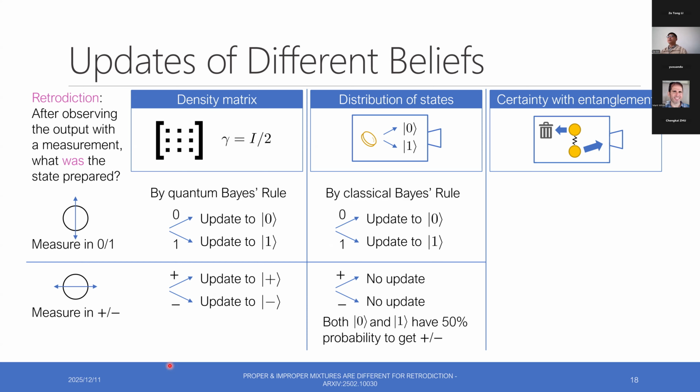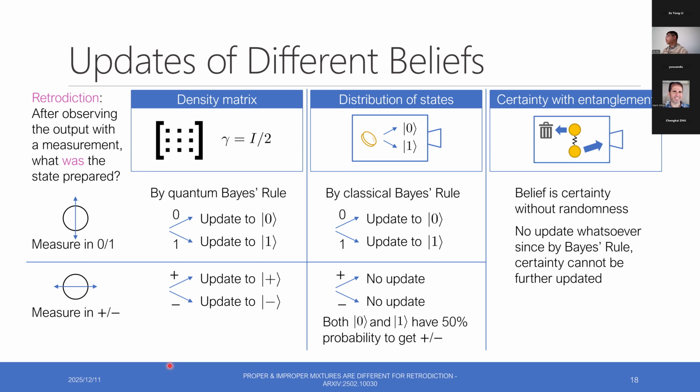The third case is more interesting because the belief now is an entangled state, and an entangled state is a pure state. In any Bayes update, including classical and quantum Bayes rules, if you have a certainty as your prior belief, then you cannot change that at all. So there will not be any update whatsoever, regardless of what you have observed at the output. So you know that the state prepared is exactly always a pure, entangled state.